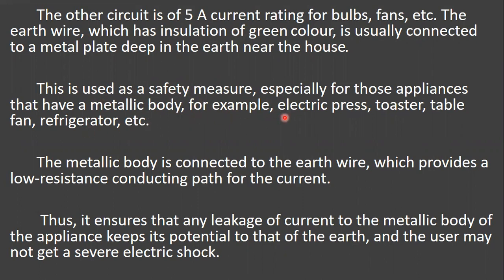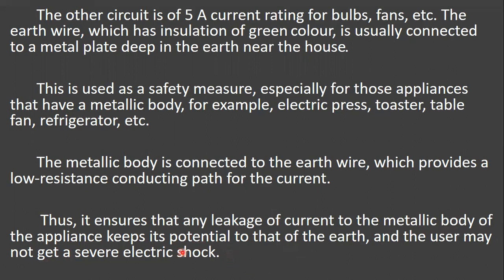To prevent electric shocks, the earth wire is used as a safety measure. The metallic body is connected to the earth wire, which provides a low resistance conducting path for the current. See children, the metallic body of the appliances is connected to the earth wire. Thus it ensures that any leakage of current to the metallic body of the appliances keeps its potential to that of the earth, and the user may not get a severe electric shock.